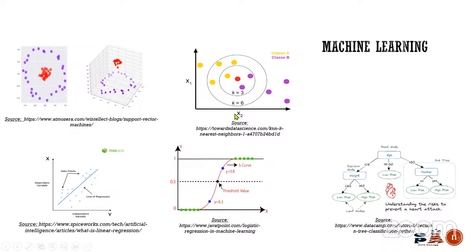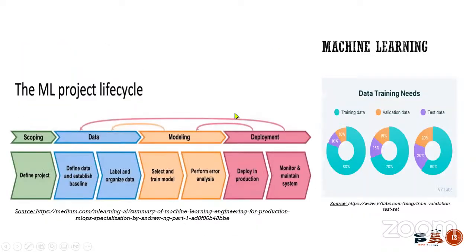And here it's a similar algorithm. So if we're talking about the machine learning project lifecycle, it's not only about algorithms. It could be divided into four approaches: scoping, data, modeling, and deployment.